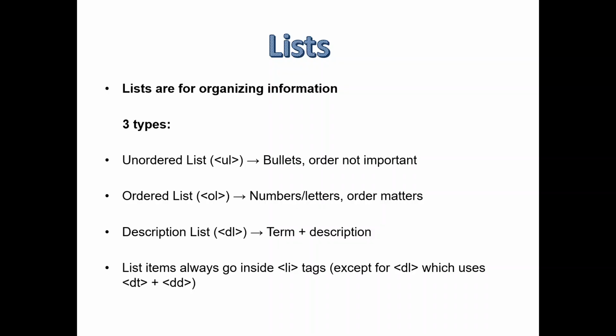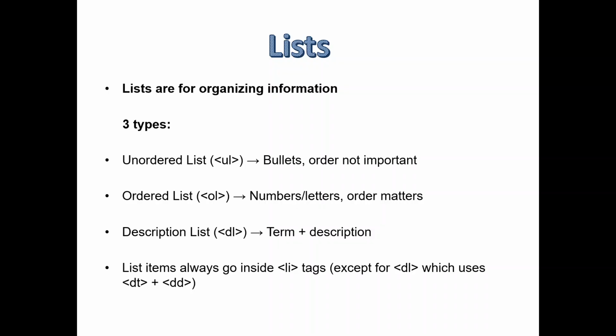Then we have the description list. Description list is nothing but indicating the term and then the description. The description list will be defined with the help of the DL tag.